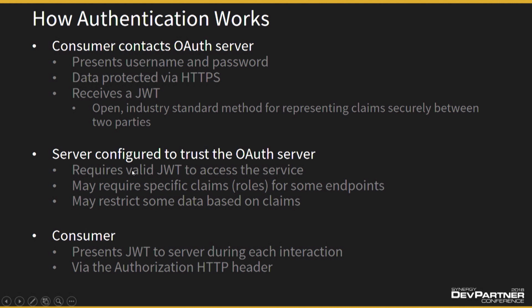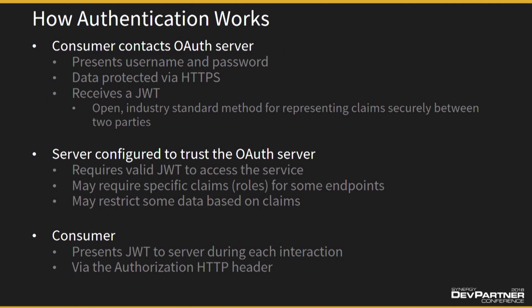So our server, once we turn on authorization, is going to be configured to trust the OAuth server, so it will know about the OAuth server. And we can also require specific claims or roles for some endpoints if we want to do that. So it may restrict access to things based on the roles we have at that point. In fact, it will, because it won't allow us to delete anything. Okay? And it may restrict some data coming back.